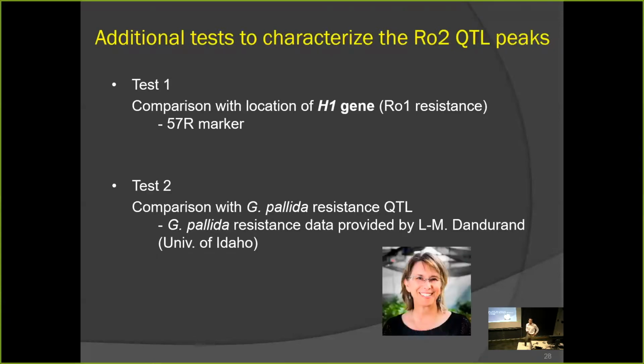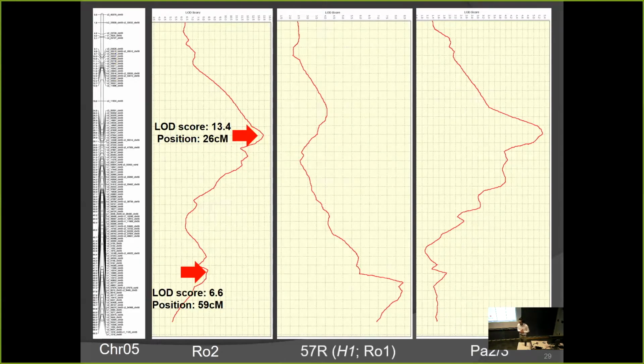Also, thanks to the support of Dr. Dandurand at the University of Idaho, I could obtain G. pallida resistance data of the same mapping population, Y36. So I also loaded this G. pallida resistance data onto the tetraploid SNP map. And this is the result. The second picture shows the Ro2 resistance, the third picture shows the 57R, or H1 gene, location, and the last picture shows the G. pallida resistance QTL.